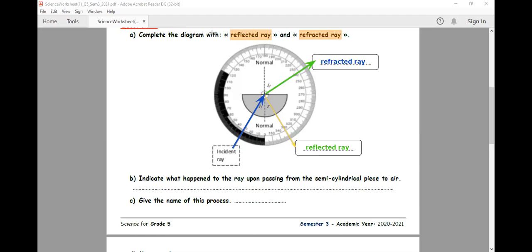So what happens to the light in this case? What happens to the light? What did light do? The light bends. Bravo. So we say light rays bend when passing from the piece to the air. So light changes its direction. Let me show you again. Light changes its direction.